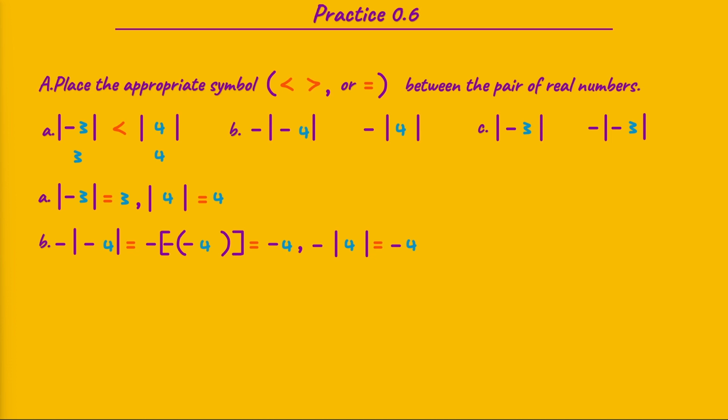Now we have -4 in both of these expressions, so they are equal to each other. The next pair of numbers: we have the absolute value of -3, which is equal to 3. Then we have the negative multiplied by the absolute value of -3. The absolute value of -3 is equal to 3, and it will be multiplied by the outside negative, so the answer will be -3. So here we can recognize that the absolute value of -3 is greater than the negative multiplied by the absolute value of -3. Let's move to the next practice.